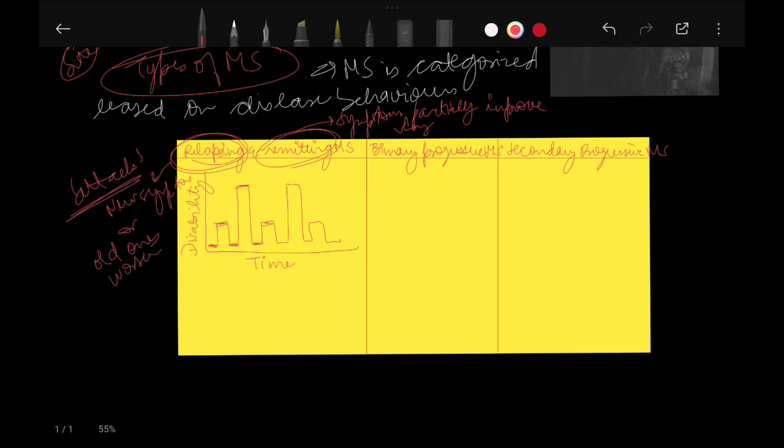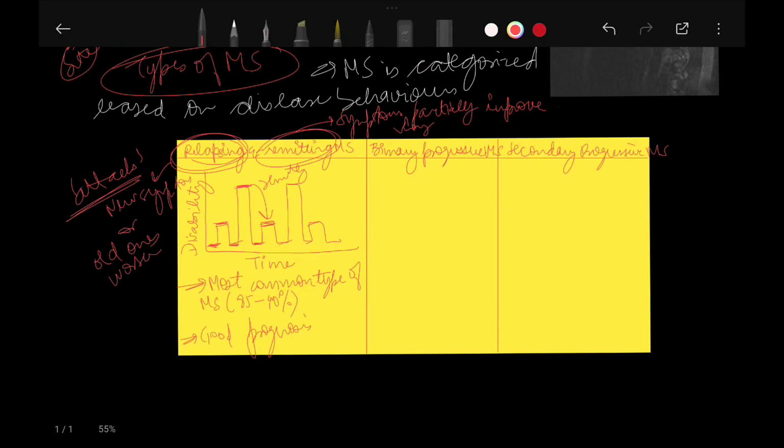Relapsing and remitting type of multiple sclerosis. Relapsing means the attacks can occur again, and remitting means that the attacks may also partially improve. Okay, this is the case of remitting. It is the most common type of multiple sclerosis, with a chance of 85 to 90%, and it has a good prognosis.